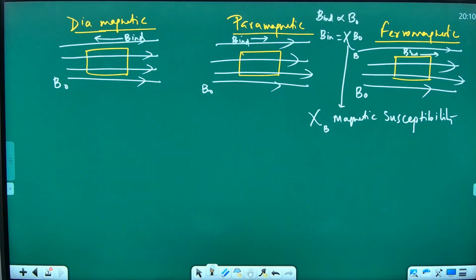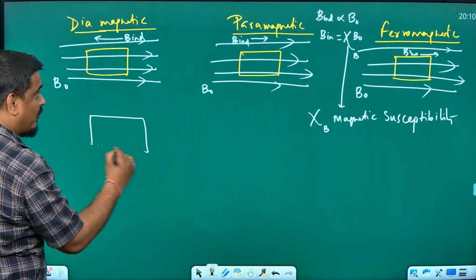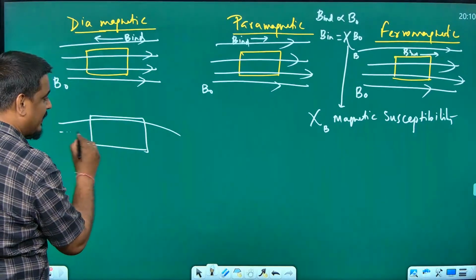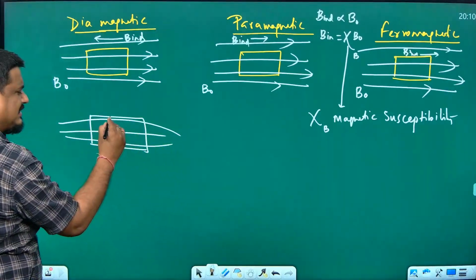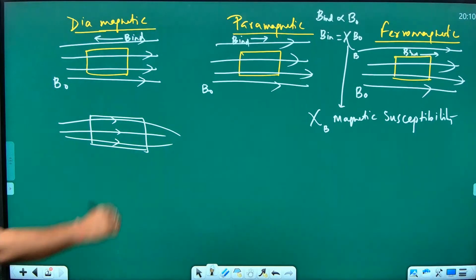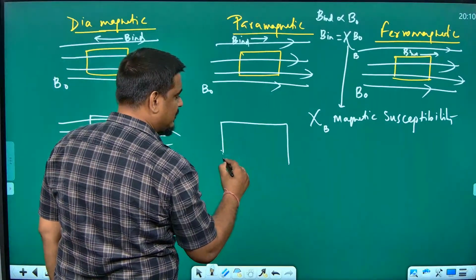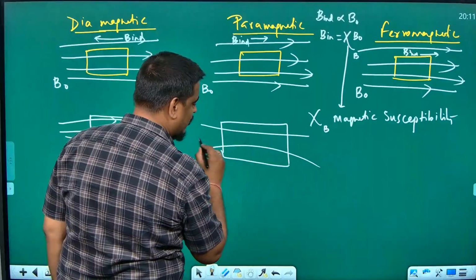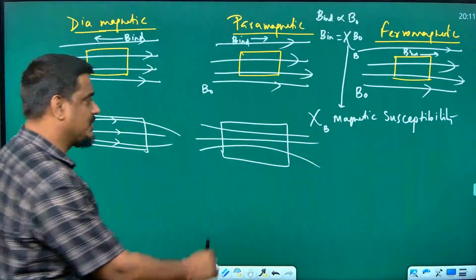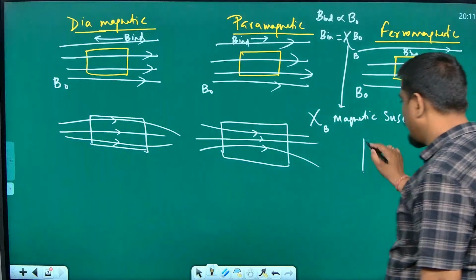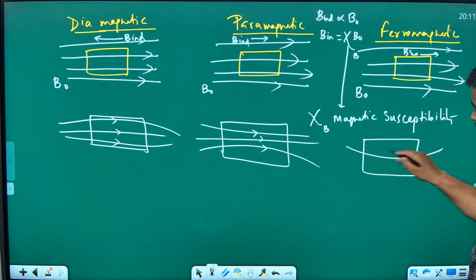Now, since I am applying an external magnetic field B naught, I am getting an induced magnetic field, and the induced magnetic field is trying to repel the applied magnetic field, isn't it? So, if I draw, what will happen? I will draw the lines like this. Now the lines became like this, a little repelling. Are you feeling that? It is trying to repel. Here what will happen? It will have a weak attraction. Attraction will be there, but not that strong, some weak attraction. And what will happen here in the case of ferro? Strong attraction. Are you feeling that?